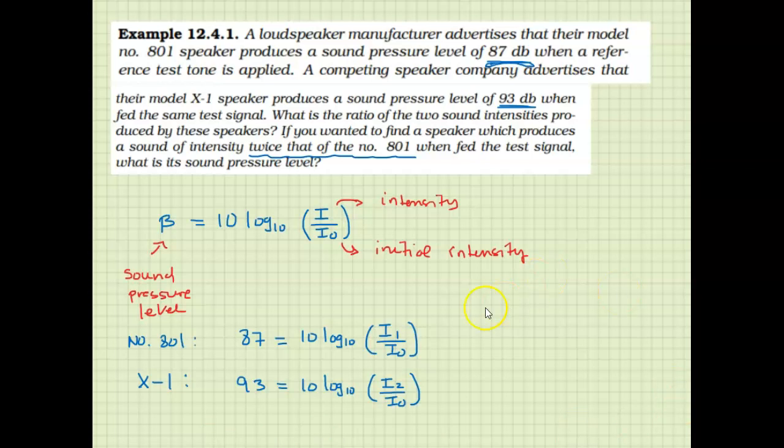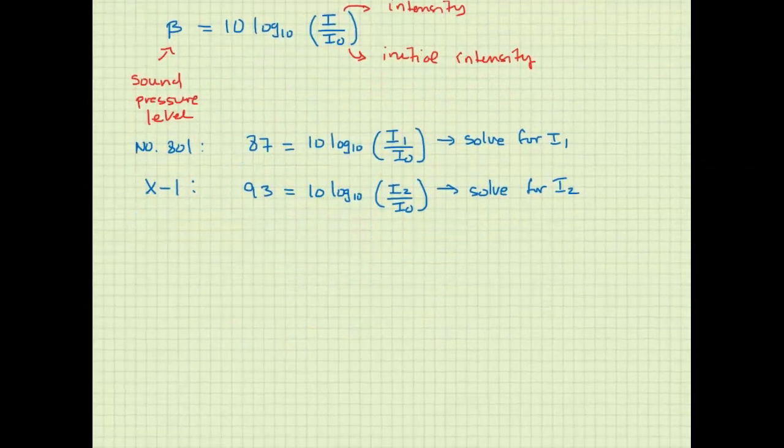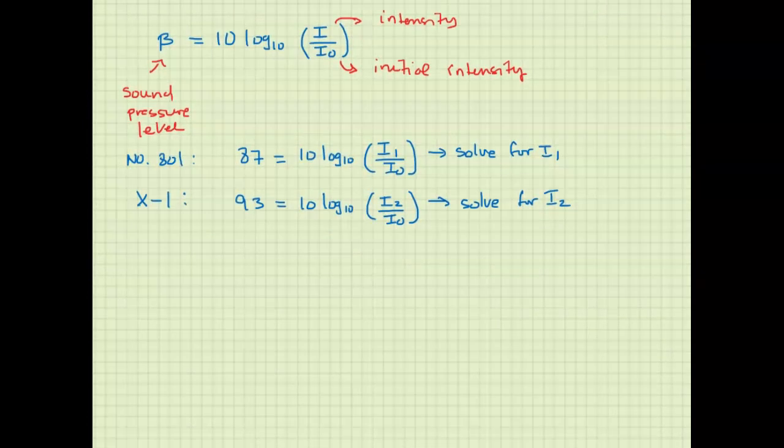All right, so let's solve each of those for the intensity. So I want to solve this for I1 and I want to solve this for I2, because I want to find the ratio between the two sound intensities. Okay, so the intensities are going to be found in terms of I0, in terms of the initial intensity, and that's fine, because when you do the ratios, because you're comparing with the same test signal, these are going to cancel out.